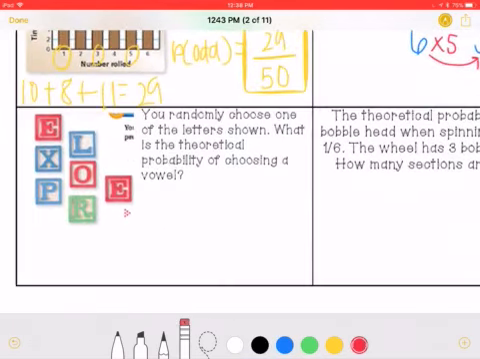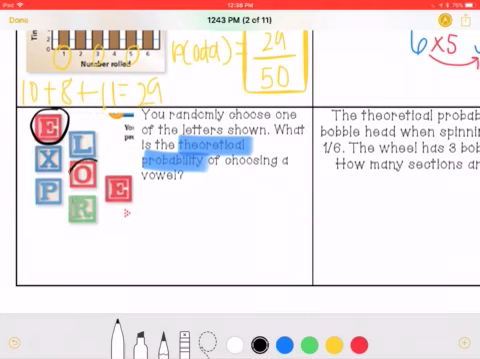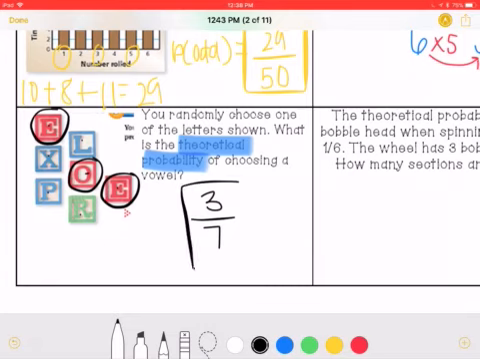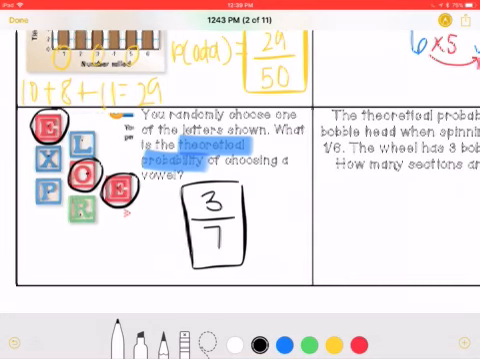Let's keep going. You randomly choose one of the letters shown. What's the theoretical probability of choosing a vowel? So let's look here. How many vowels are there? I see E, O, E. I see 3 out of how many total letters are there? 1, 2, 3, 4, 5, 6, 7. So theoretically means just what do we have there? How many vowels are there? 3 out of how many total? 7.